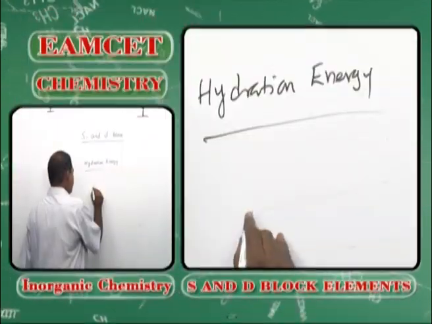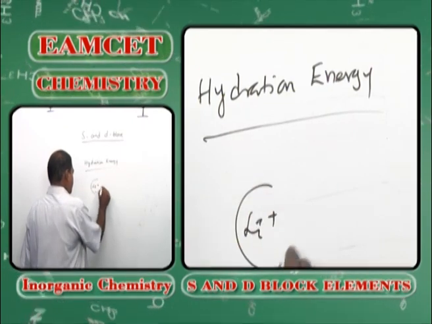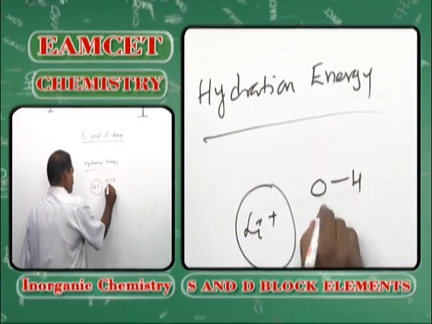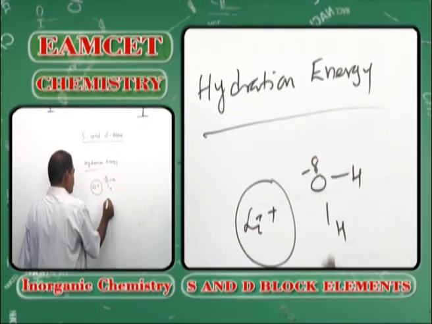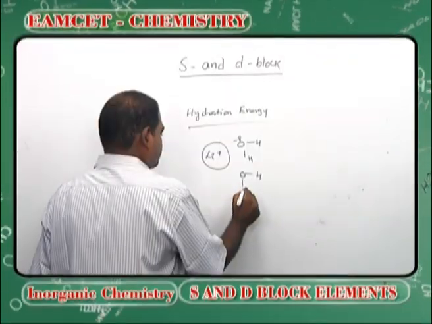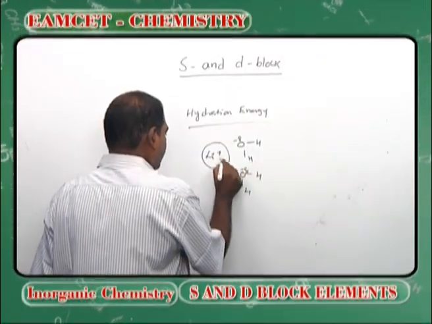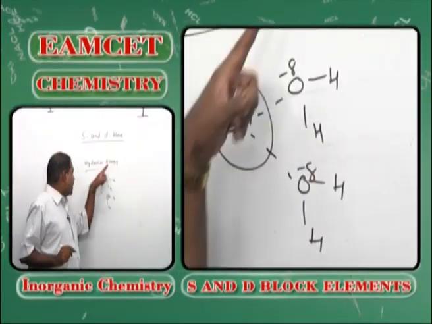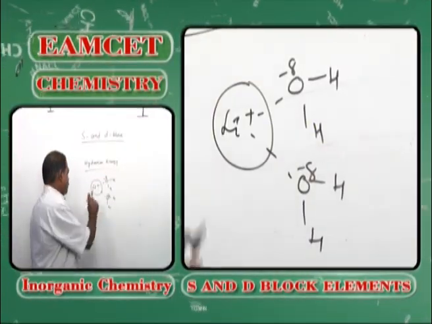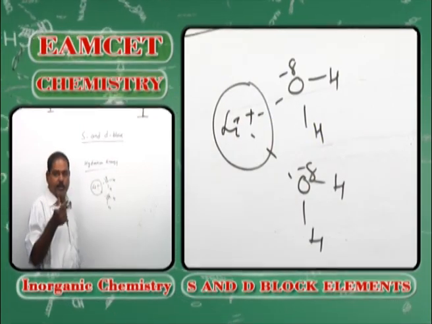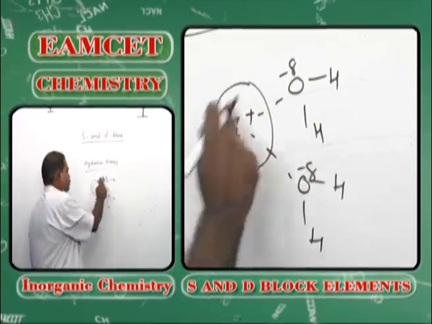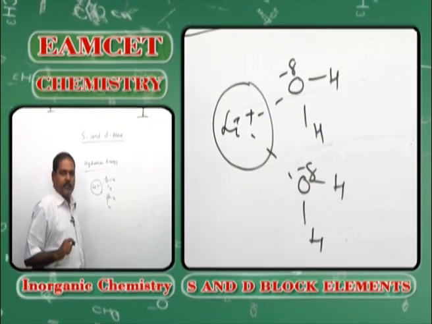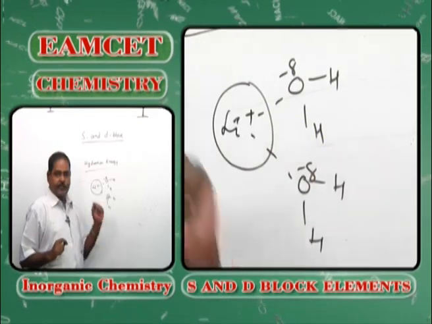When a lithium ion is in water, it is surrounded by water molecules. The negative charge on oxygen, minus delta, will interact with this positive charge. During this interaction, energy is released. Positive charge, negative charge interaction: Q1 Q2 by d square once again. That is called hydration energy.